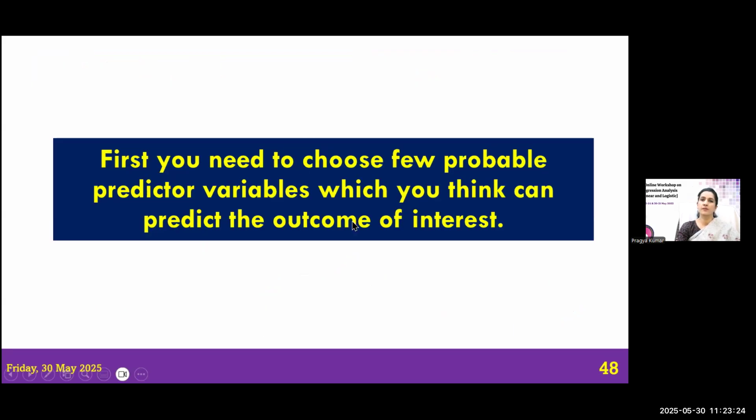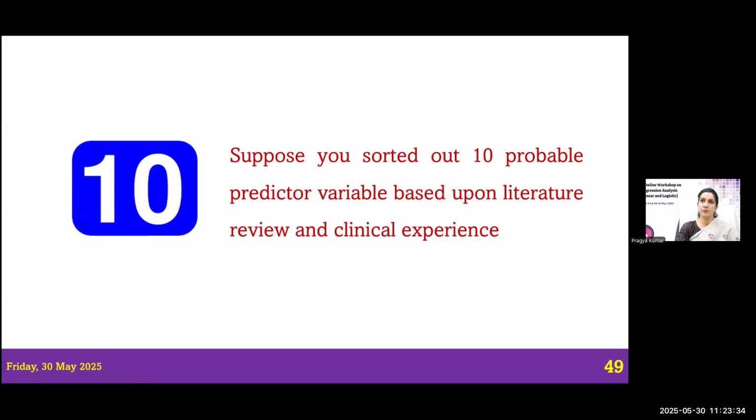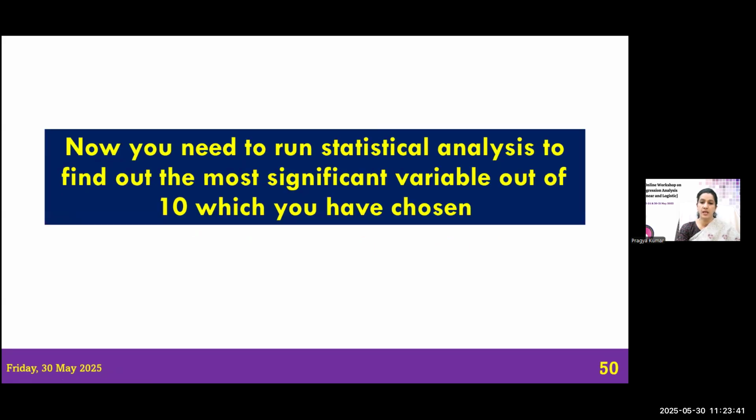So first, on the basis of the literature, we need to choose a few probable predictor variables which we think can predict the outcome of interest. Suppose we have selected 10 probable predictor variables based upon the literature review and clinical experience. So I will have an initial list of my predictor variables, and now I'll do a statistical analysis, as Priyanka was saying.